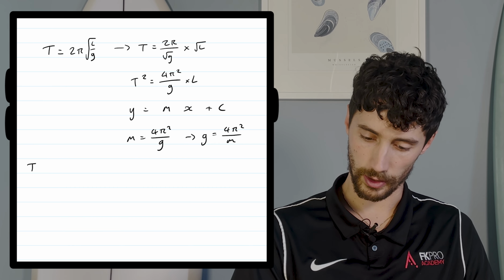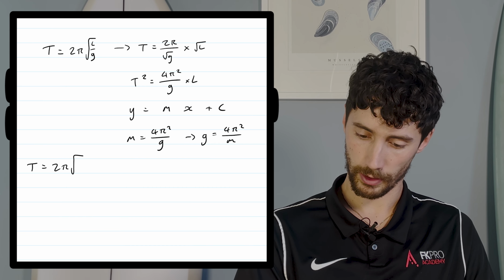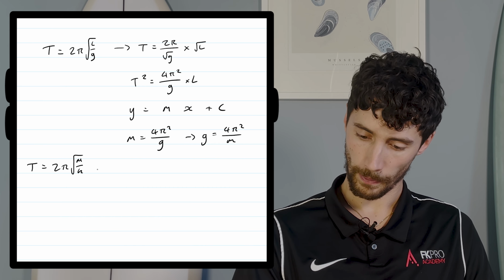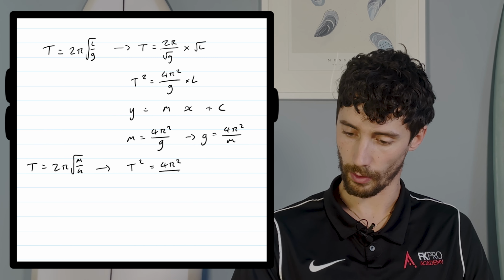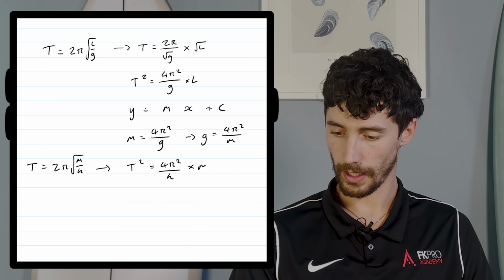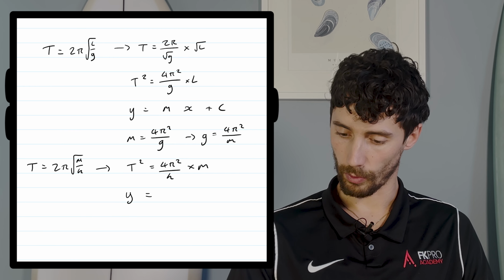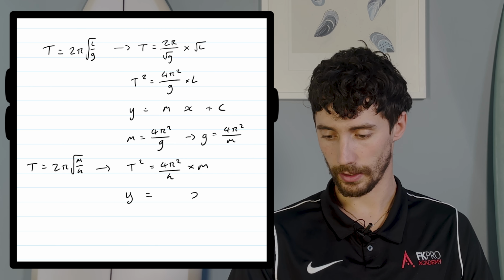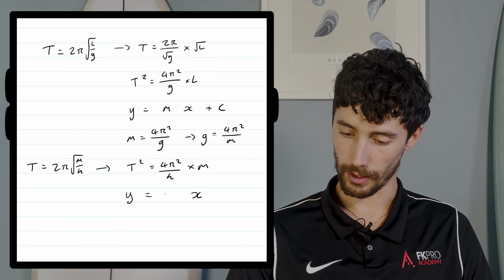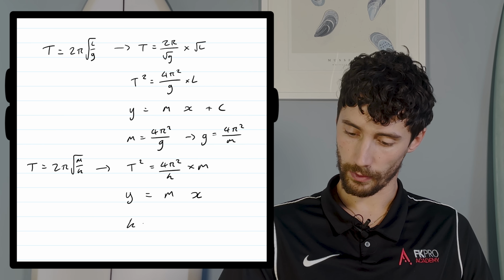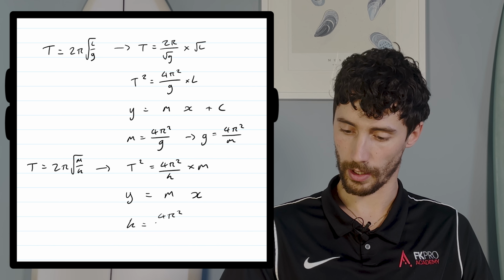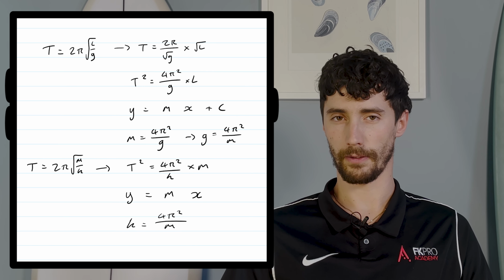And you can do something very similar with a mass spring system, where you plot T squared equals 4π²/k times m, where your y-axis is T squared, your x-axis is your mass, and your gradient is 4π²/k. So your value of k is therefore 4π² over your gradient.